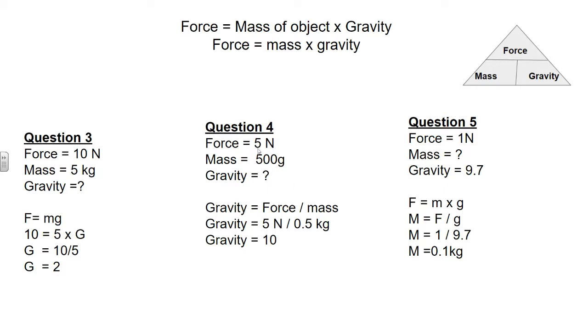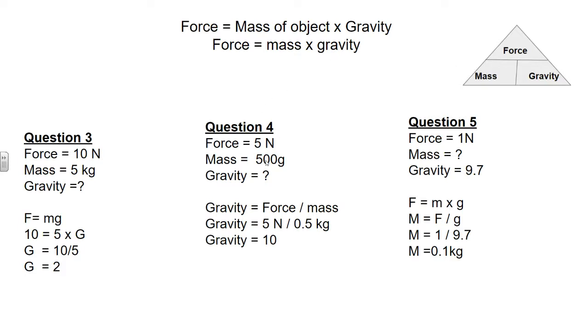So for this one here, we have force, mass, gravity. You want to find gravity, so you cover gravity, so it would be force divided by mass. So 5 divided by 0.5 gives you 10. Similarly, in question 5, we need to find mass, so you cover that over: force divided by gravity.